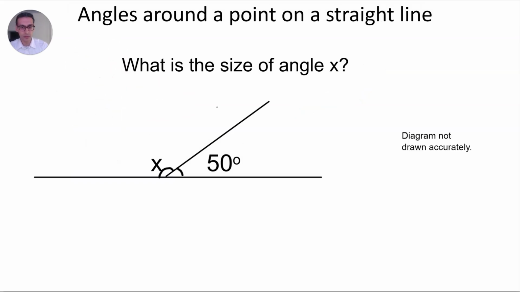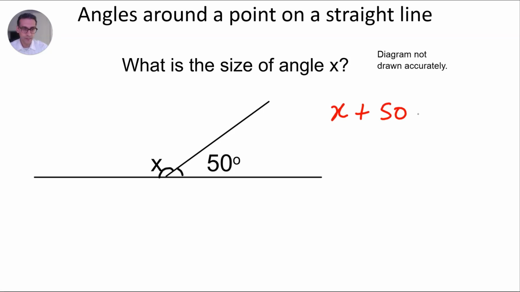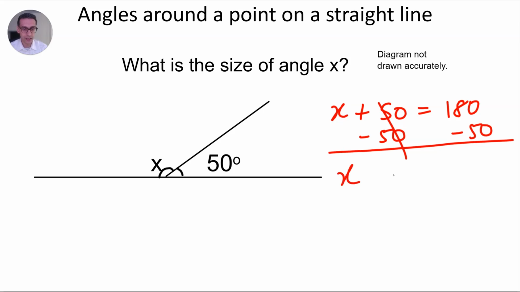So let's look at some practical examples or questions like this. What's the size of angle X? This type of question is where you are expected to make an equation and then solve it. So using that knowledge of angles on a straight line summing to 180, we can write this as an equation. So we need to form an equation. We know that X plus 50 must equal 180, and then we're going to solve this by taking away 50 from both sides of the equation to keep it balanced. That's a 0 pair cancelling out, so X equals 180 take away 50, which is 130 degrees.